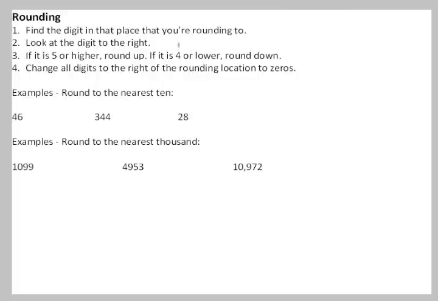Then we look at the digit to the right. If it's 5 or higher, we're going to round up. If it's 4 or lower, we're going to round down, and we do that by keeping it the same. We round down by keeping it the same.